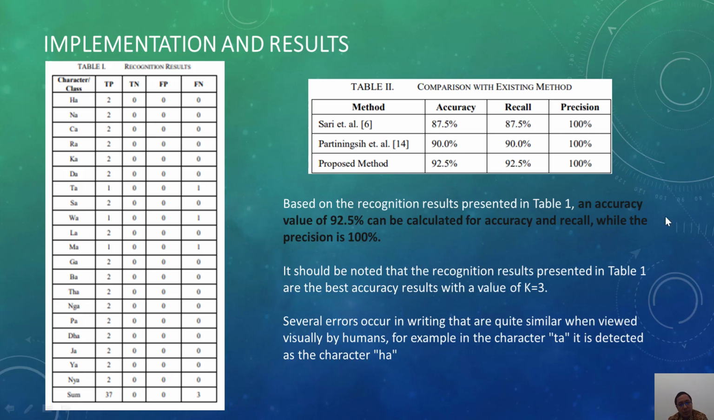Several errors occur in writing that looks quite similar when viewed visually by humans. For example, the character ta is detected as the character ha.